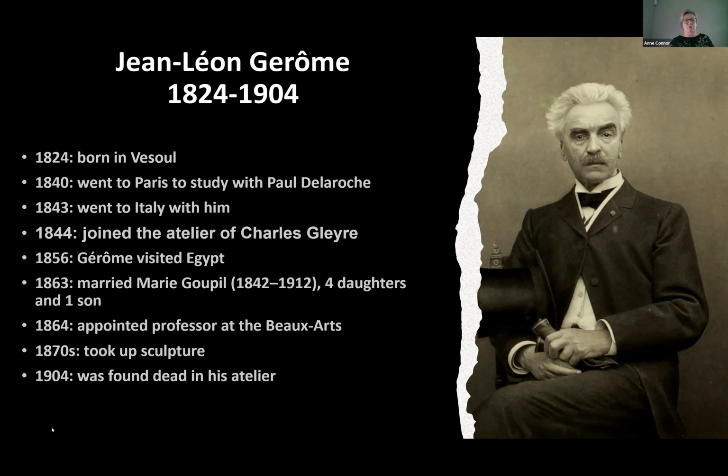With her, he had four daughters and a son. In 1864, he's appointed professor at the Beaux-Arts. And then late in his career, in the 1870s, he took up sculpture. In 1904, he was found dead in his atelier, literally in the middle of working. He was a very well-known academic painter, and we will talk more about him when we talk about academic painters. He was for sure one of the most successful painters as far as technique is concerned. And the title page was a proof of it, the one that you saw.